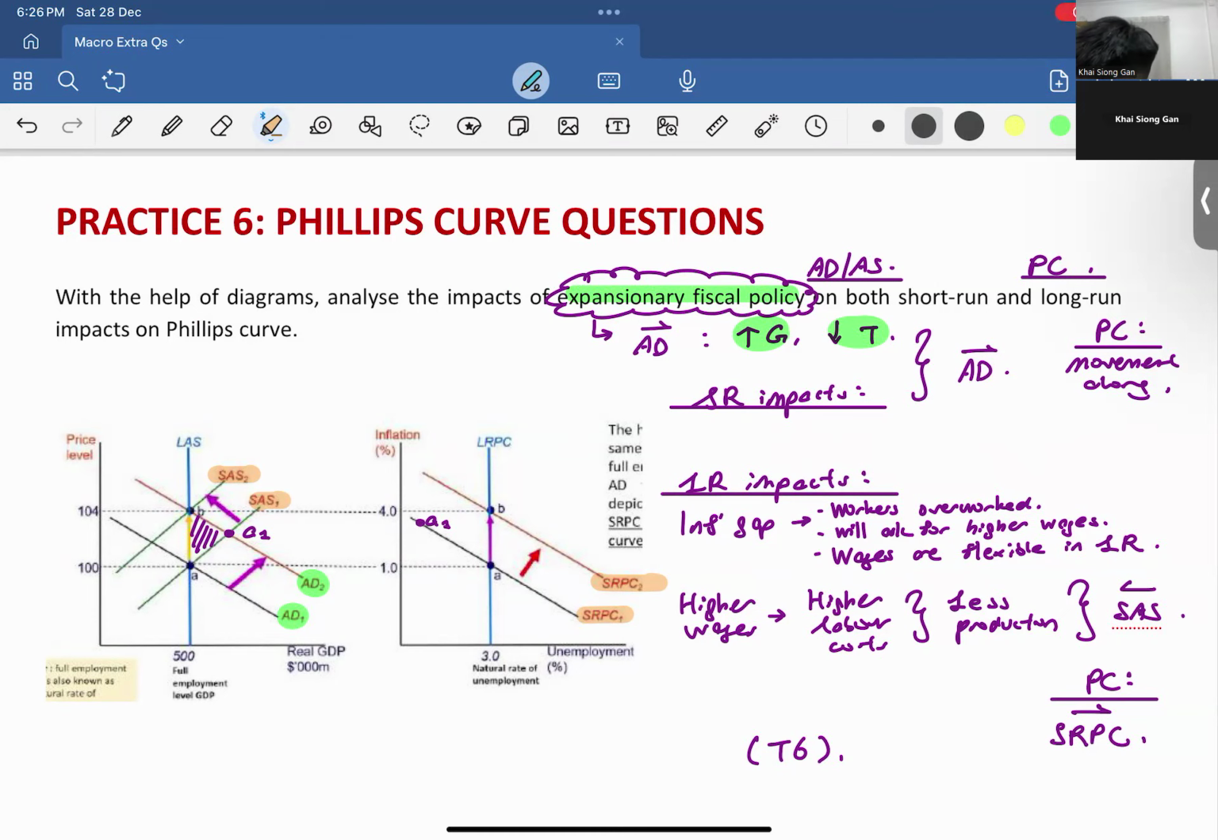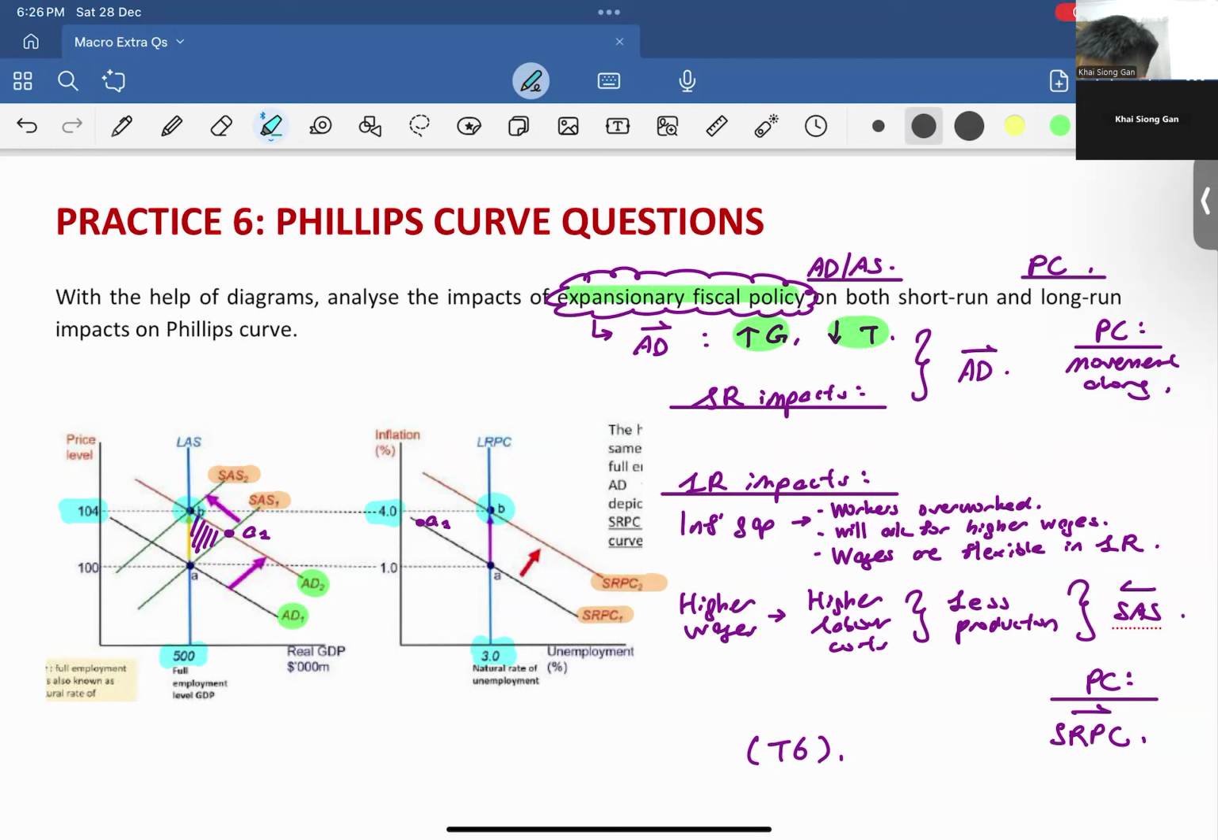Okay. So at the end, it goes back to the point B, full employment. That means go back to the natural rate of unemployment. Okay. So higher price level, you can see here, that's why it results in higher inflation. So go back to point B over here. So this is why there's the impact.